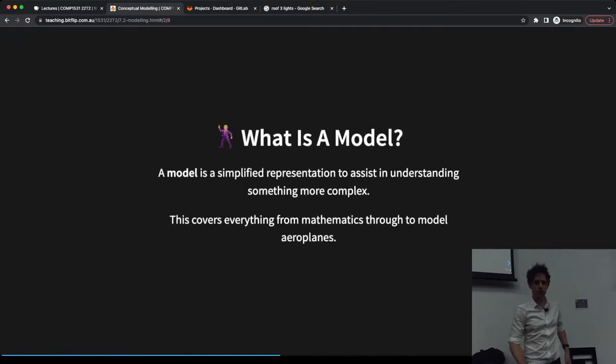I don't know why I included so many. So a model is a simplified representation to assist in the understanding of complex ideas. I think most of us should get that by now. And it does cover everything from physical models all the way through to abstract models, like mathematics and so forth.